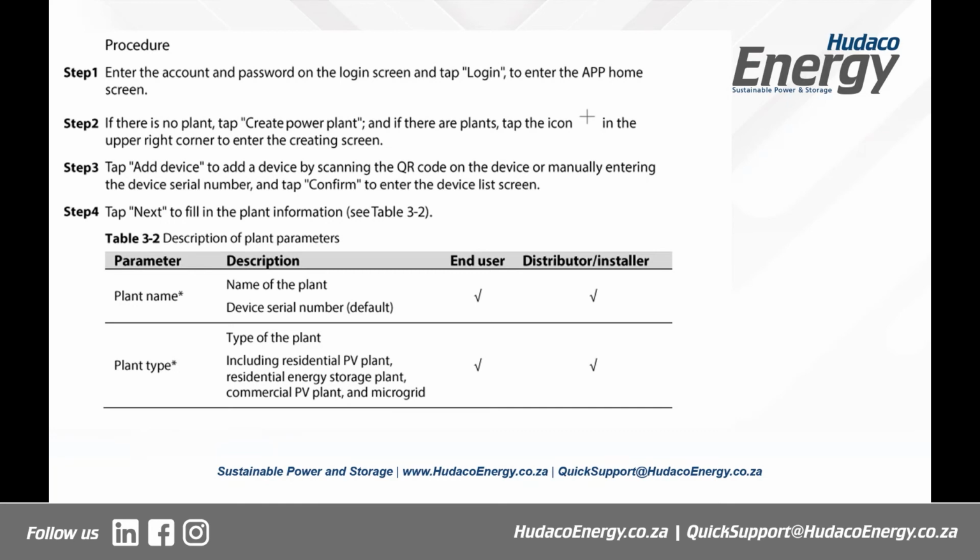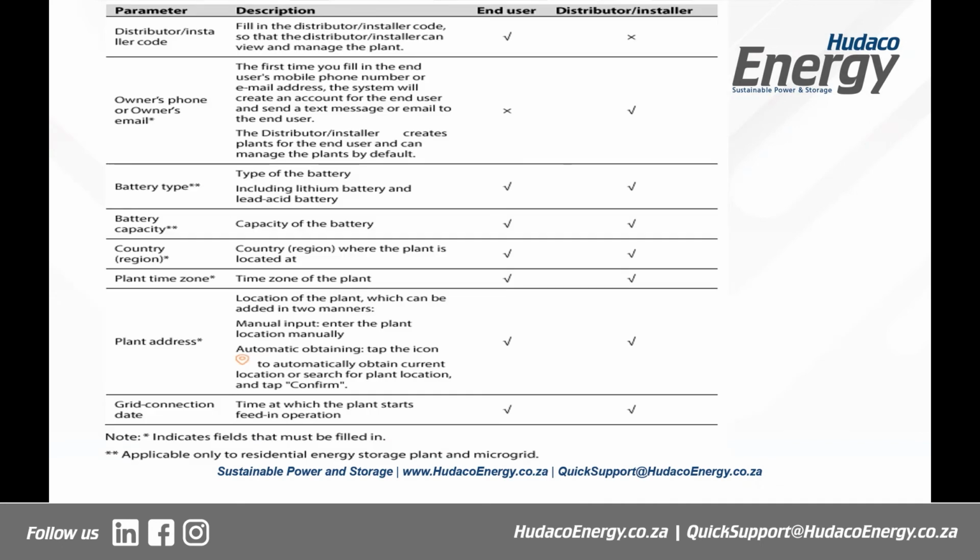You need to give it a name. That can be done by an end user. It can be done by a distributor. That is why we have got two ticks there. And then the plant type, whether it's residential or commercial or some other type, that one can be chosen by either an end user or a distributor or installer, okay?